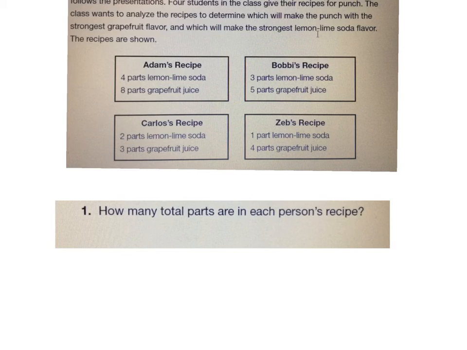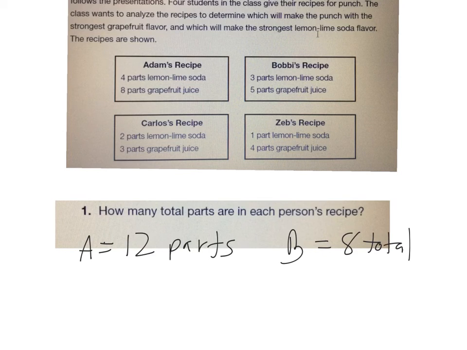So I'm simply just going to look, and I'll label them for convenience's sake by the first letter of their names. Adam equals 4 plus 8, which is 12 total parts. Bobby is 3 plus 5 equals 8 total. Carlos is going to equal 5 total. And Zeb is going to equal 5 total.